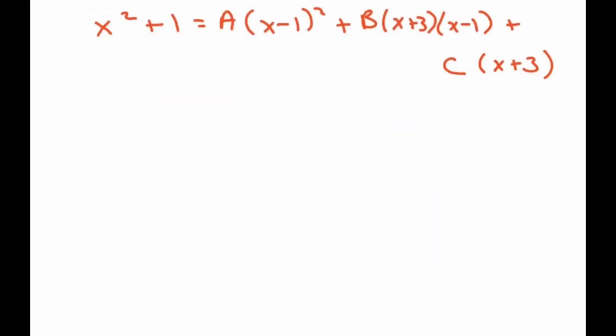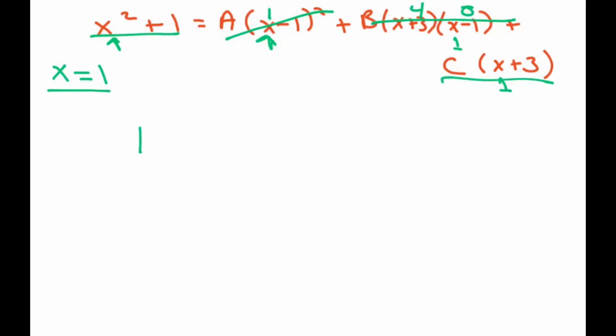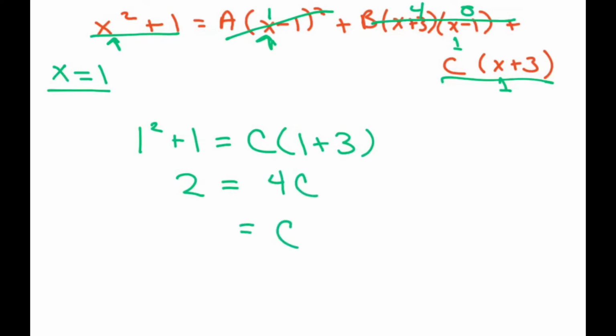Alright? Now we're going to do the same thing. Let's let x equal 1. When you plug a 1 in here, that's going to be 0. That zeroes out. You plug a 1 in here, that's a 0. That would be a 4, but it still zeroes out because 0 times 4 is 0. Plug a 1 in here, that's going to be fine. So I'm going to use this part and find my C. So 1 squared plus 1 equals C times 1 plus 3. So we get 2 equals 4C. So C equals 1/2.